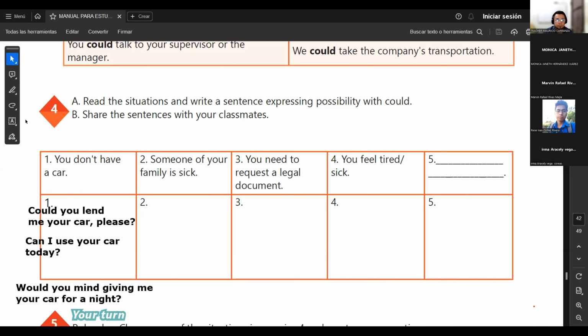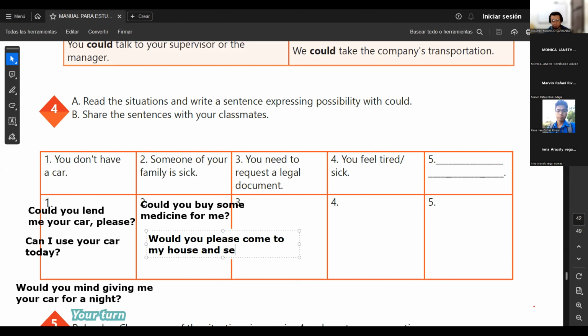Number 2, could you buy me medicine? Could you buy some medicine for me? If you call the doctor, it can also be, would you please come to my house and see my brother, for example, or check my brother? That will be to the doctor.